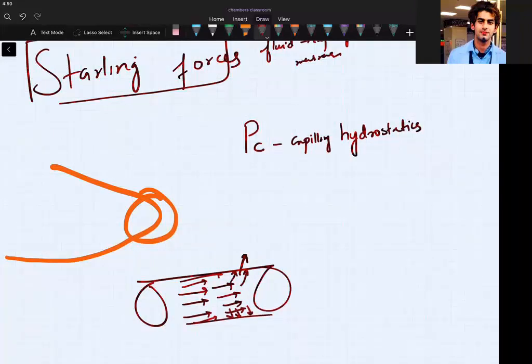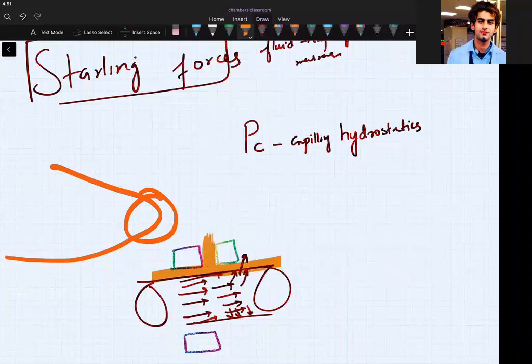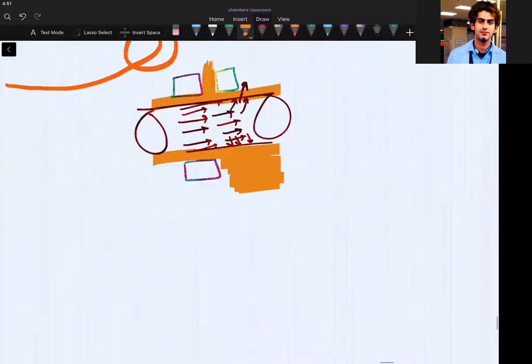And around this blood vessel, we have cells. Okay. So we have cells, and this is the interstitial space which you are talking about. So let me mark it as interstitial space. Yeah, this is your interstitial space.